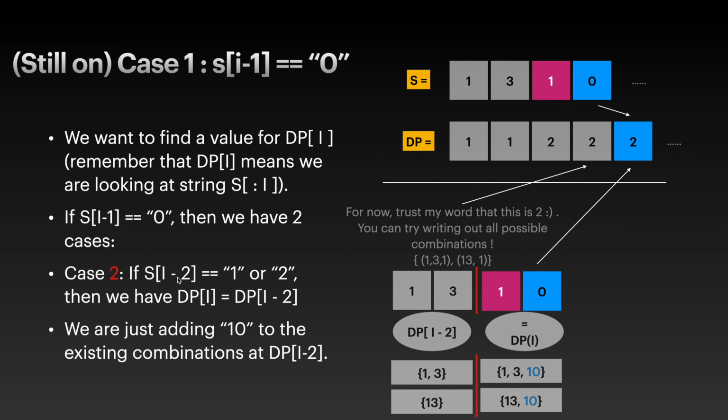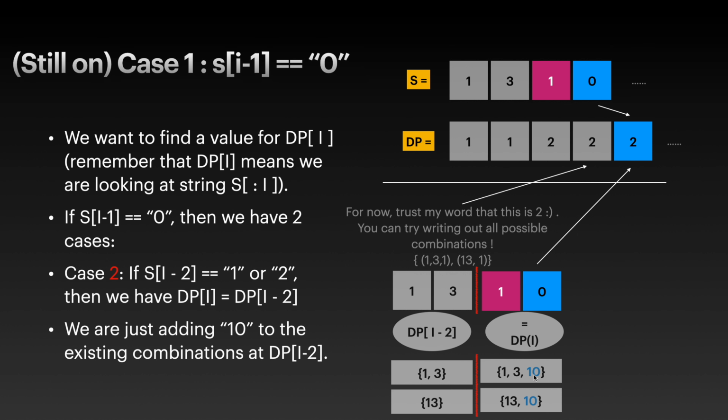The next case is when the previous element is either 1 or 2. Now in that case, our recurrence relationship will be dp of i equals dp of i minus 2, right? Why is that the case? Well, if you look at this example, how many ways can we decode 1310? We have two cases, right? We have 1, 3, 10 or 13 and 10.